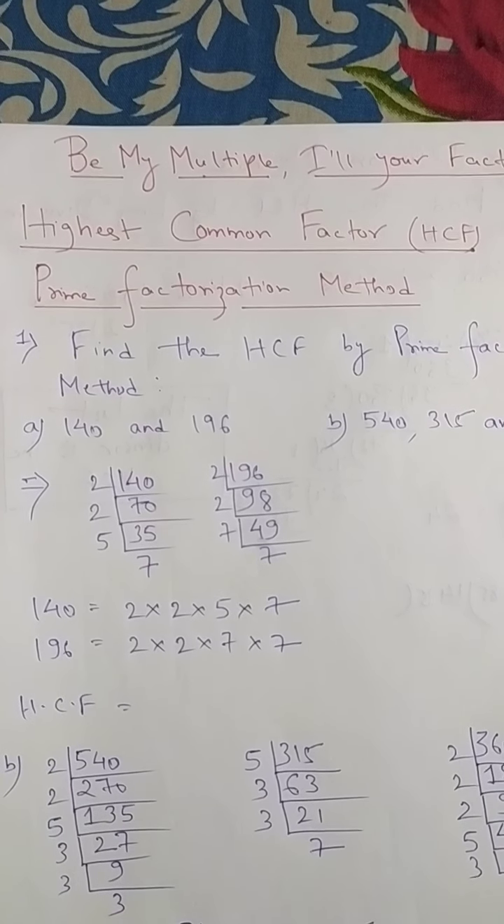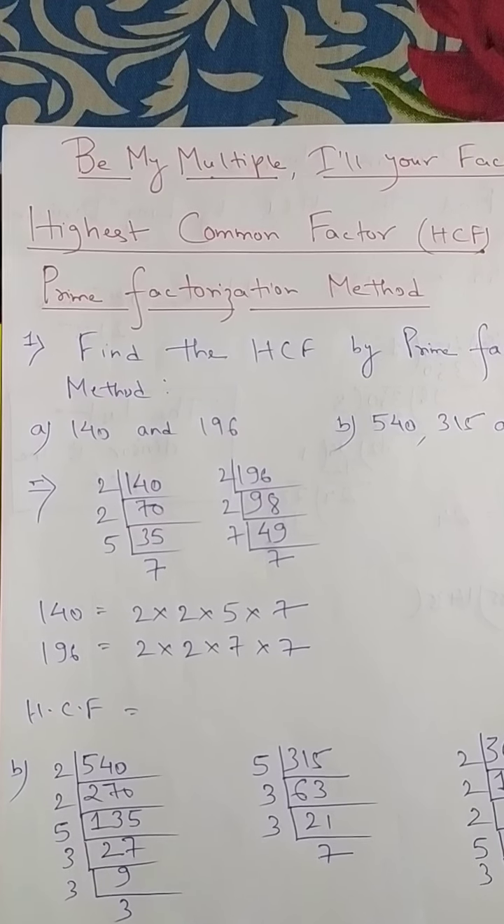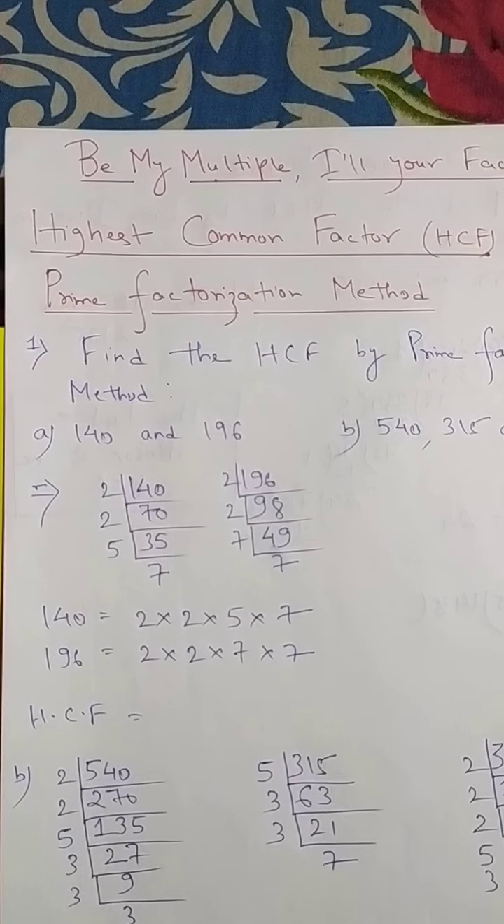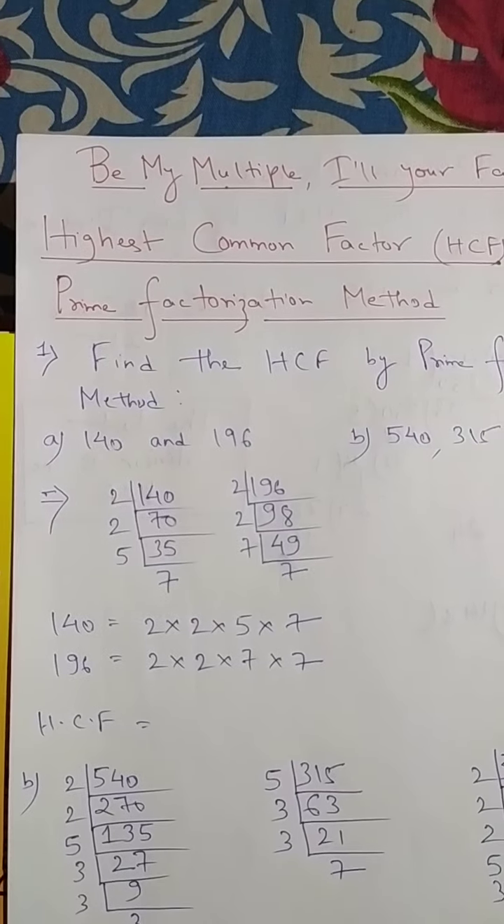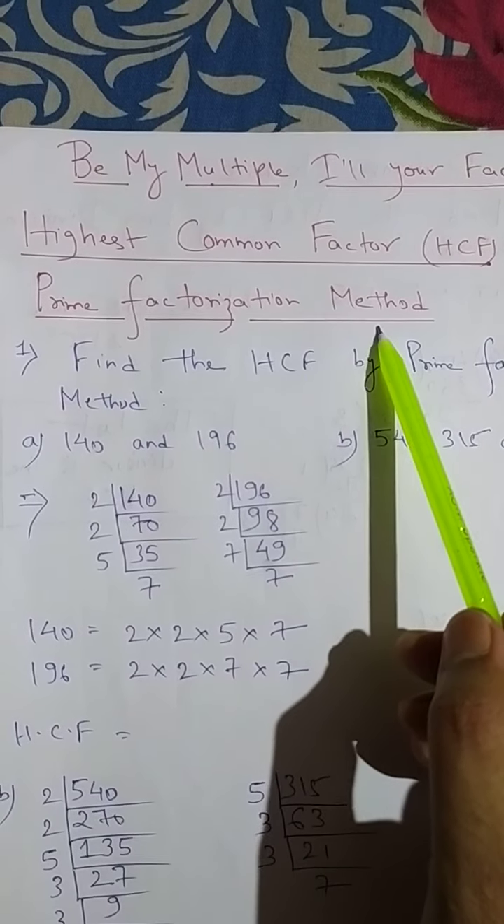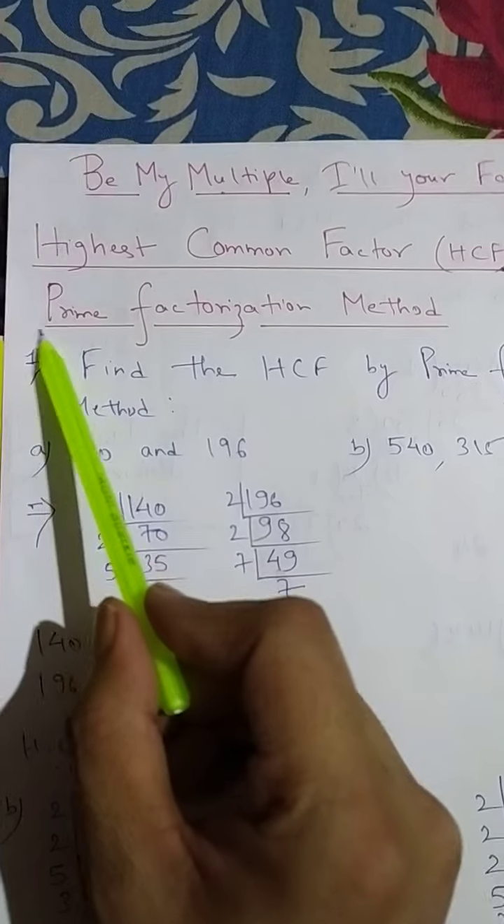Now there are two ways to find the HCF of numbers. Okay, there are two methods or two ways. The first method, as you can see here, is written: prime factorization method. Now here the word used is prime.